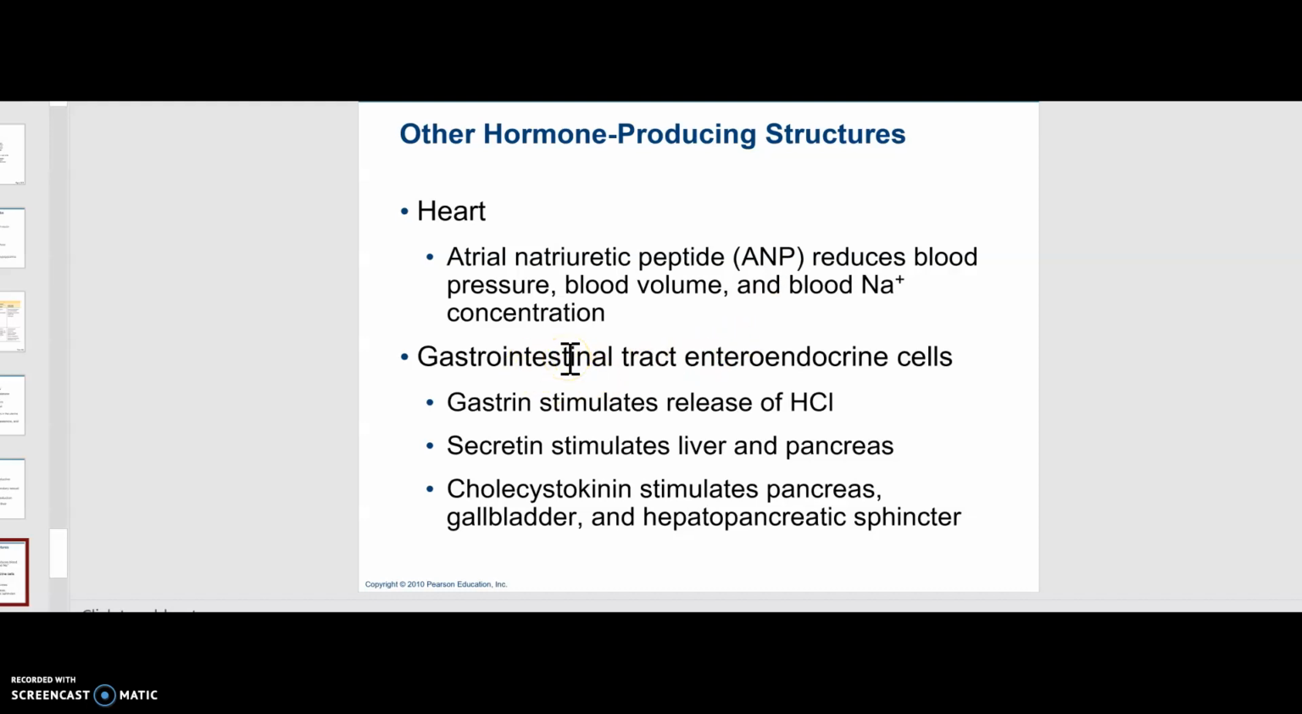Gastrointestinal tract, which we discussed in GI, produces gastrin, which stimulates hydrochloric acid and other things. Secretin, cholecystokinin, which causes contraction of the gallbladder and other things. Again, already discussed, and you can get a better, this is just an overview on these here.